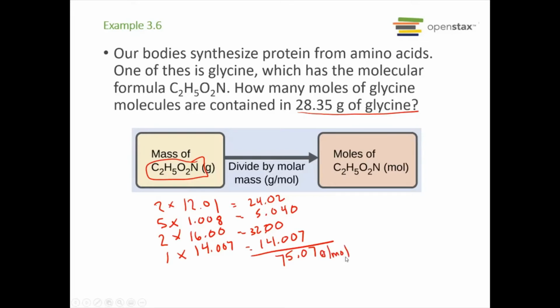Okay, so now we can go ahead and do our calculation. 28.35 grams. And we know there's 1 mole for every 75.07 grams. Grams cancel, we're left with moles. And we get 0.378 moles.